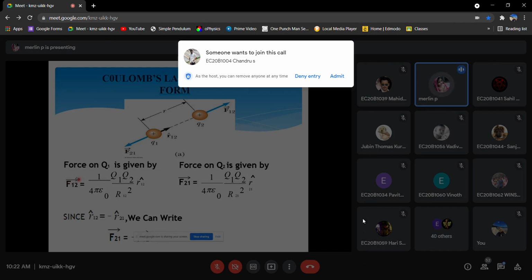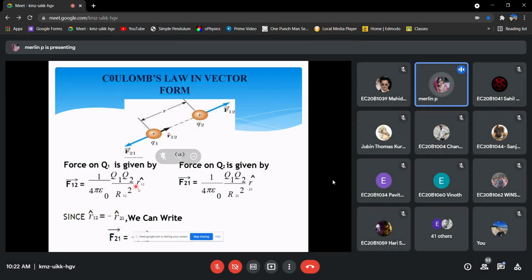If we place a vector, we should write a unit vector here, like r12 with a unit vector symbol. So any force in vector form should have this arrow for direction as well as the unit vector for the distance r. That is nothing but the distance written as a unit vector, with this arrow-like symbol, which will be the unit vector.